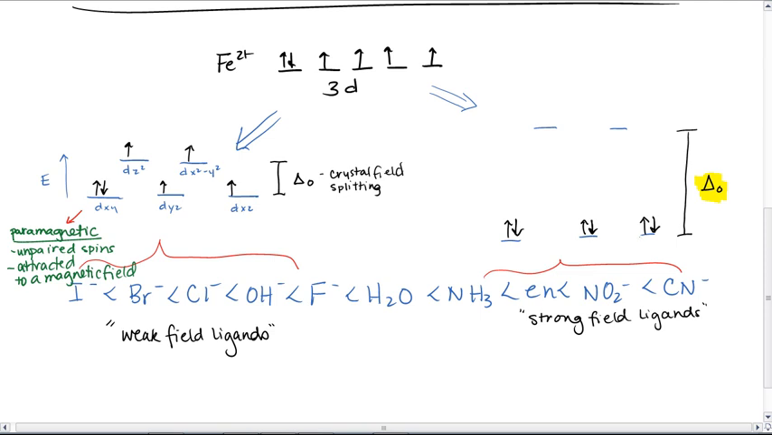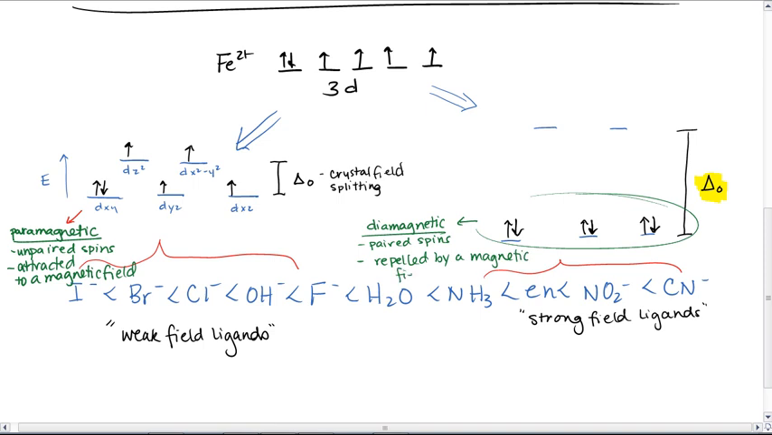On the flip side, over here, when we've got lots of paired spins, or a lot of paired electrons, this is known as diamagnetic. And so it has mostly paired spins, and this is repelled by a magnetic field. Certain ligands will cause that same iron to actually be repelled by a magnetic field. And the reason is because it splits those d orbitals much, much more so that the electrons can't spread out.